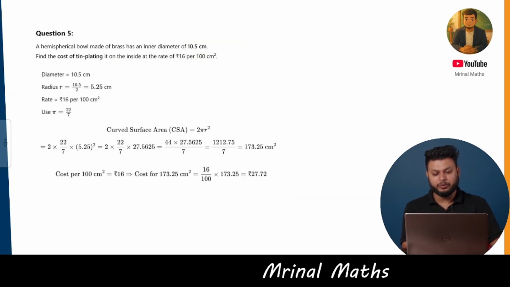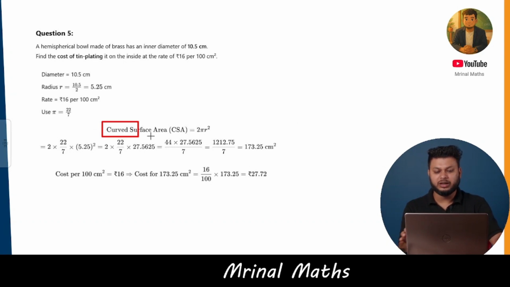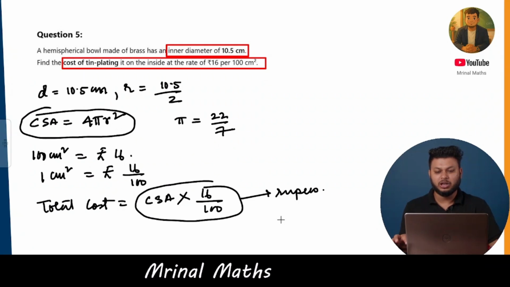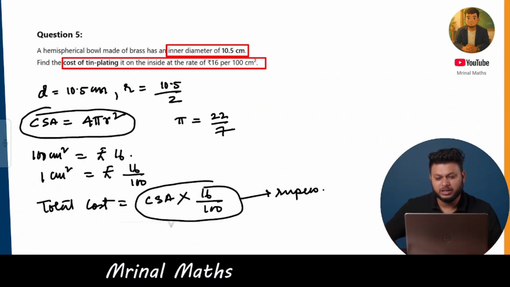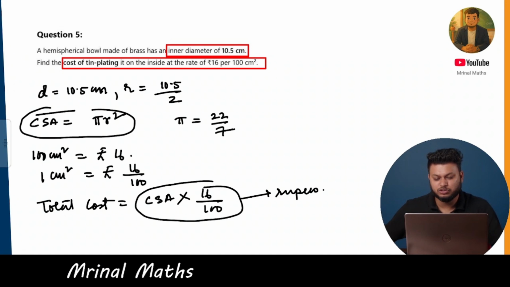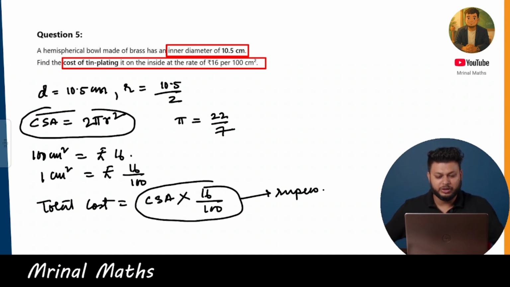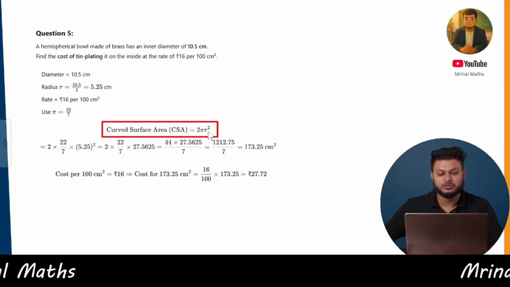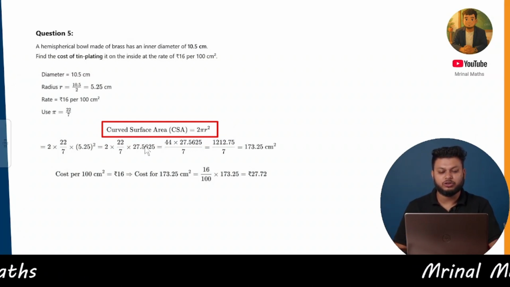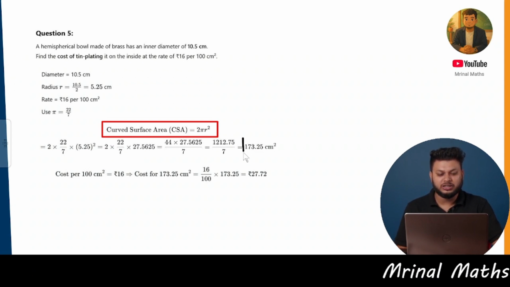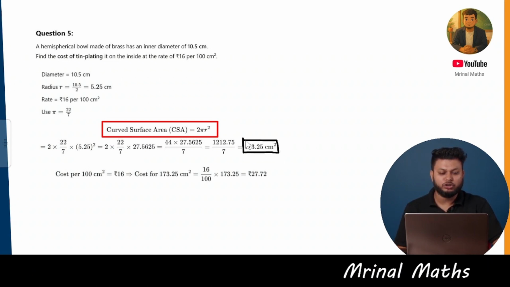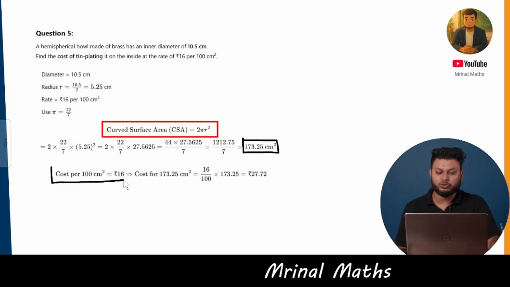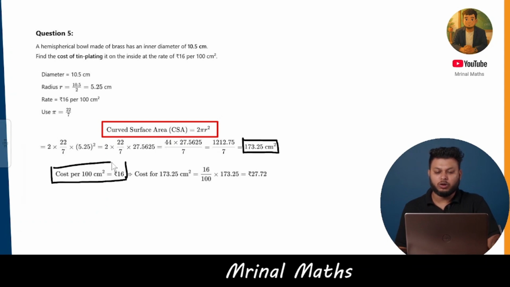So look at the calculation out here as I highlight for you. The curved surface area is 2 pi r square, as you can see. Okay, just for a correction, since it is the curved surface area, the formula is 2 pi r square. Okay, so going forward, curved surface area is 2 pi r square. Now substituting all the values over here, the area that is obtained is 173.25 centimeter square.